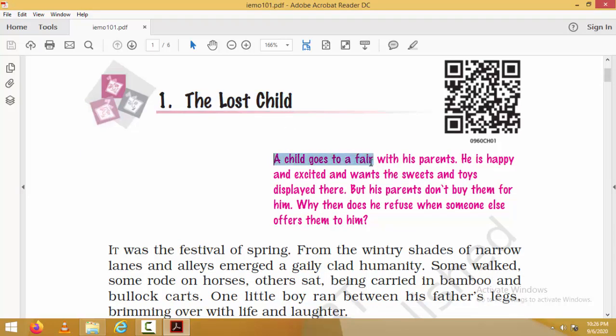A child goes to a fair with his parents. He is happy and excited and wants the sweets and the toys displayed there. It is very obvious that someone who goes to the fair will be attracted. They will be very fascinated by the things displayed in the shops. So here also, a very young boy goes to the fair with his parents, and he was very much attracted towards the sweets and toys displayed there. But his parents don't buy them for him.